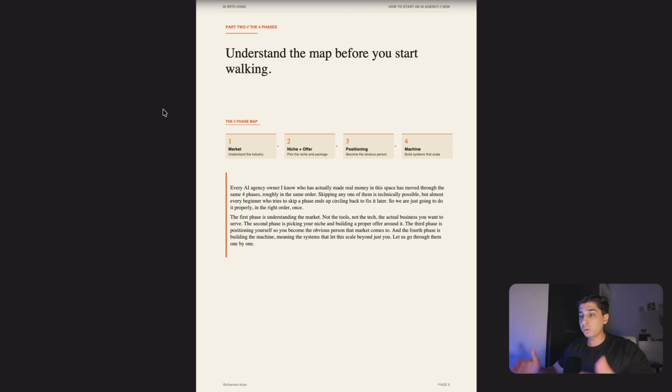Now, part 2, the 4 phases. You need to understand the map before you can even start walking, all right? The 4 phases I'm going to be describing here are what I have gone through, what a lot of successful AI agency owners, who have made real significant money selling AI services as an AI agency, have gone through. They've gone through these 4 phases, right? And roughly in the same order.